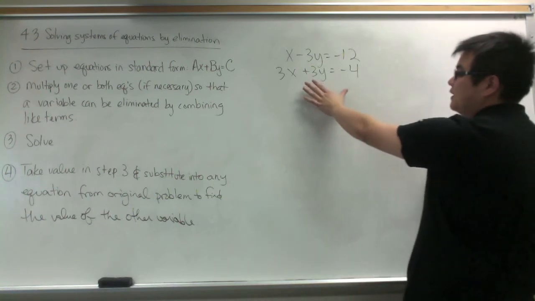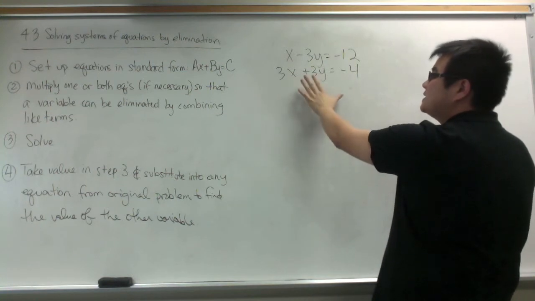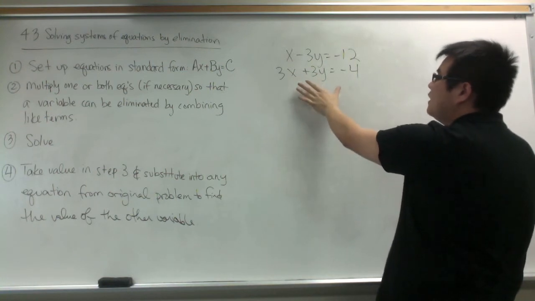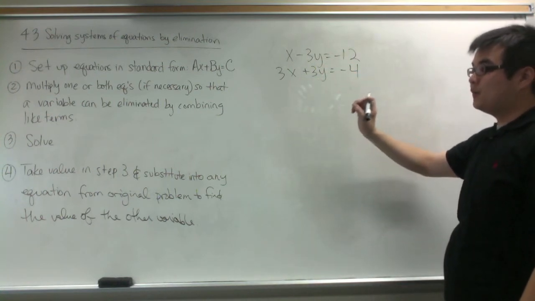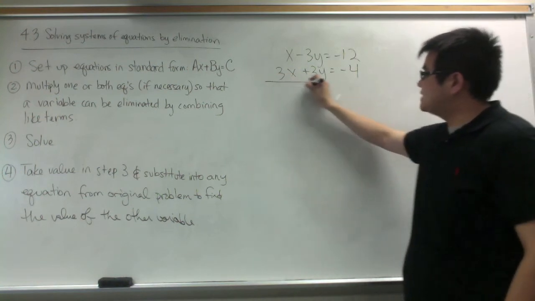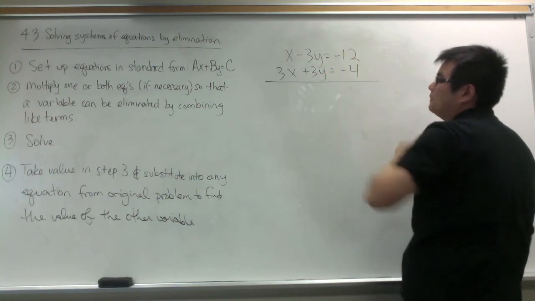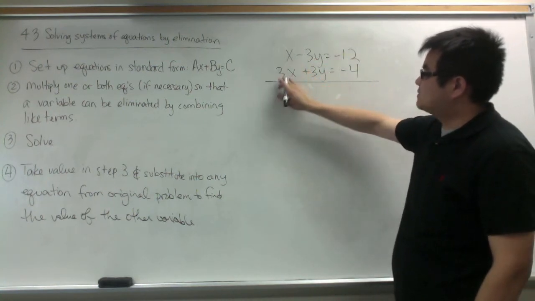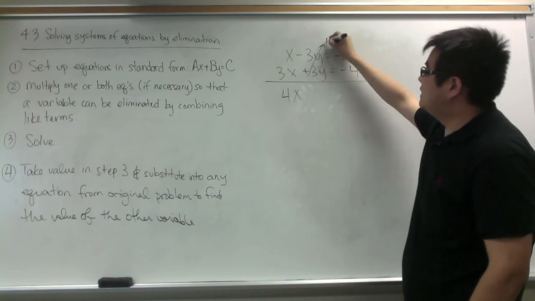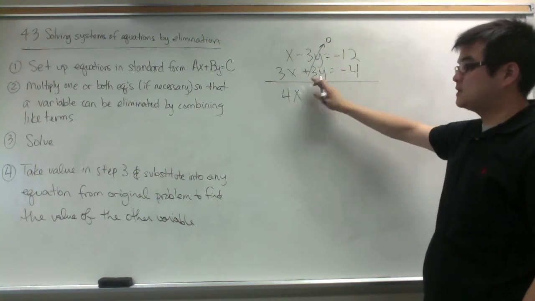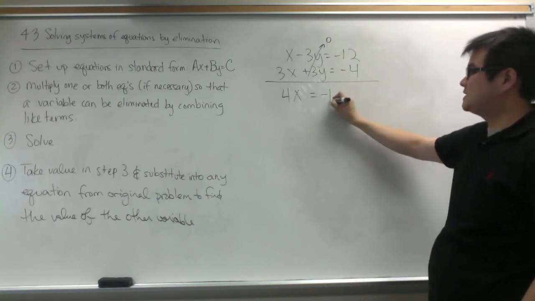So in our first example, both equations are set up in standard form, and in step 2 it says to multiply one or both equations if necessary. We don't have to multiply either equation because when we combine like terms, a variable will be eliminated. If you look at this, I have 3 sets of like terms. I have x and 3x, negative 3y and 3y, and 12 and 4. When I combine them vertically, x plus 3x is 4x. Negative 3y plus 3y is 0. So the variable y was eliminated, so we can proceed by combining like terms. Equals, negative 12 minus 4 is negative 16.